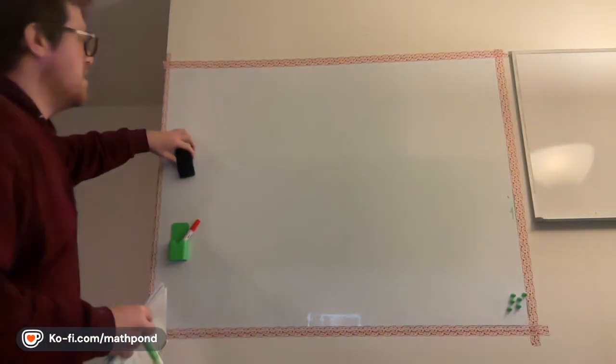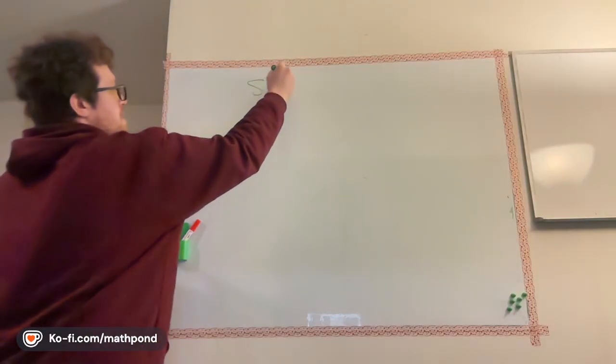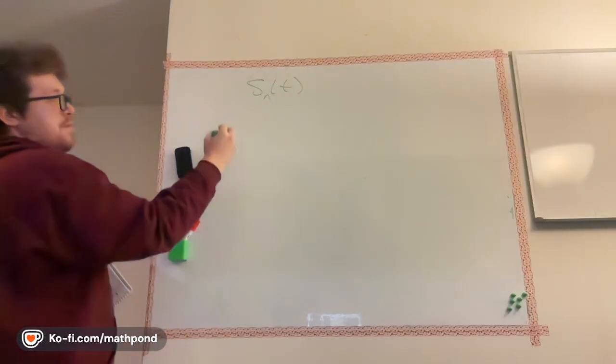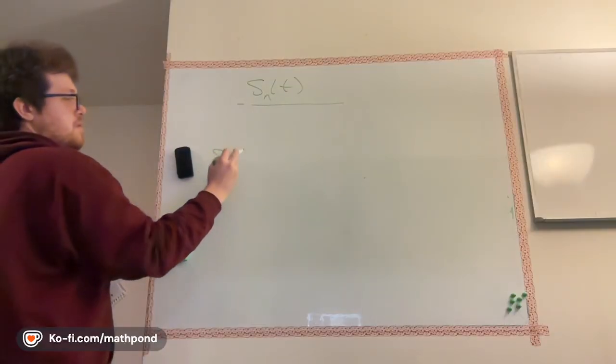Okay, so literally it'll look something like this. So here's S of t, Sn of t. So we have Sn of 0.